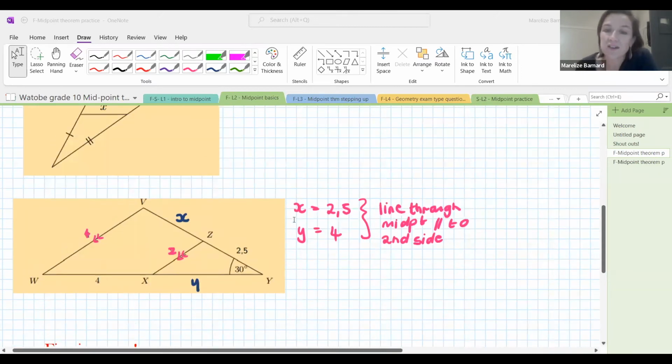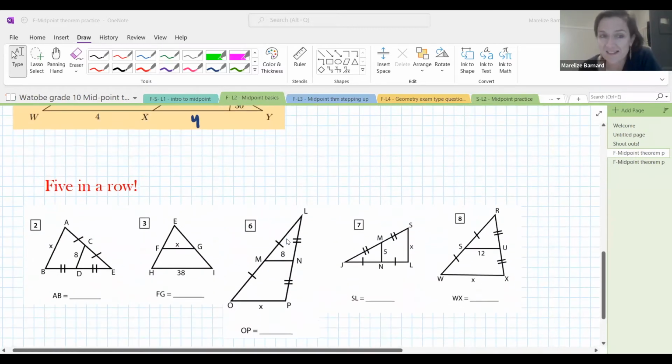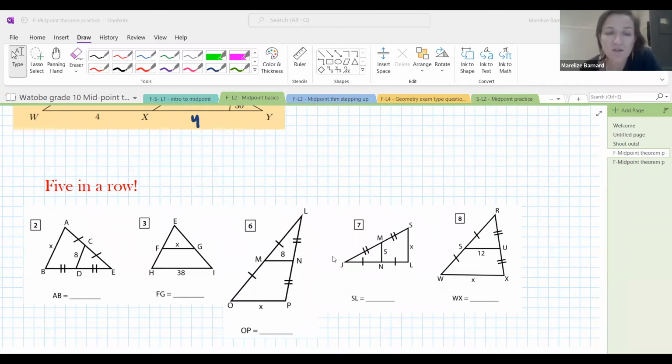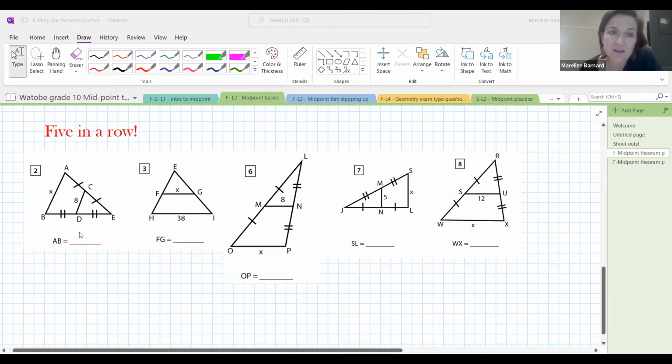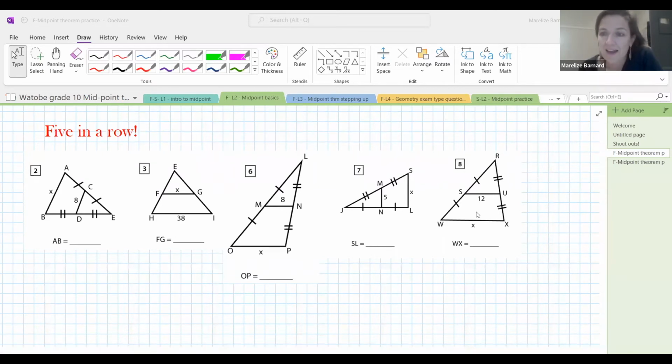Okay, so what we're going to do now is see if we can get 5 in a row. You're going to first do it on your own, by yourself, quietly. I'm going to give you 2 minutes to do all of these. There are 5 of them. All you have to do is write down the length of the side that's missing. Our 2 minutes are going to start right now. Go. Just don't put anything in the chat.